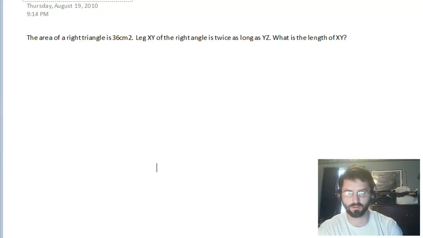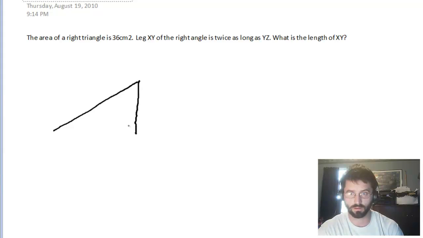This question was sent to me by my wife's aunt, and I thought I'd record a video. The area of a right triangle is 36 centimeters squared. It's the first piece of information that we have. So let me attempt to draw a right triangle here. All we know about this right triangle, not drawn to scale, is that its area is 36 centimeters squared.